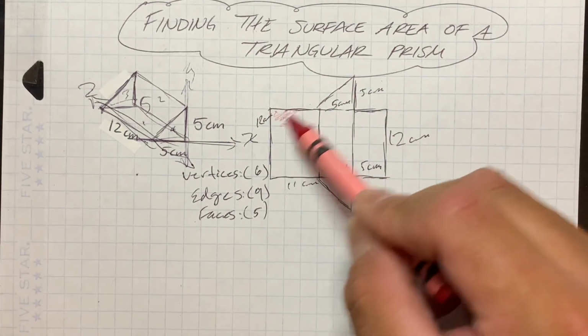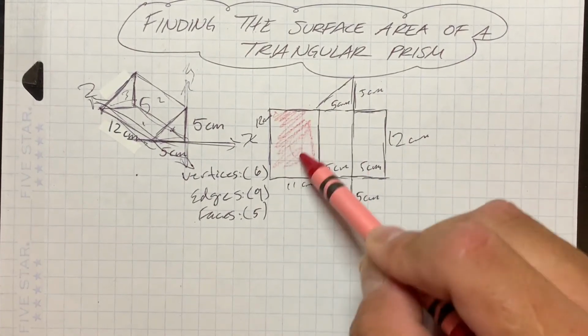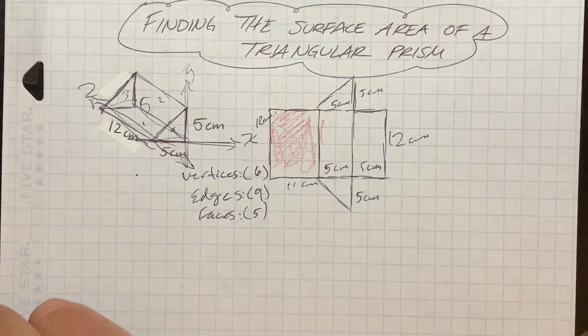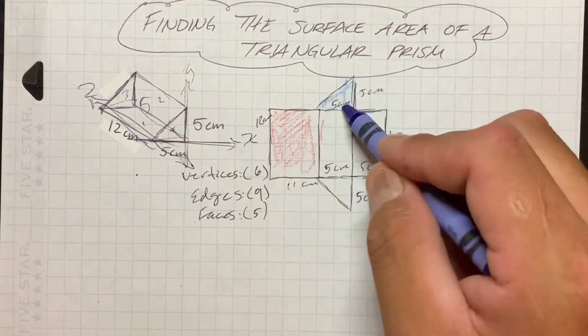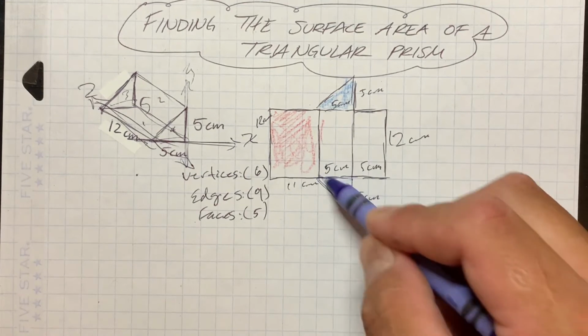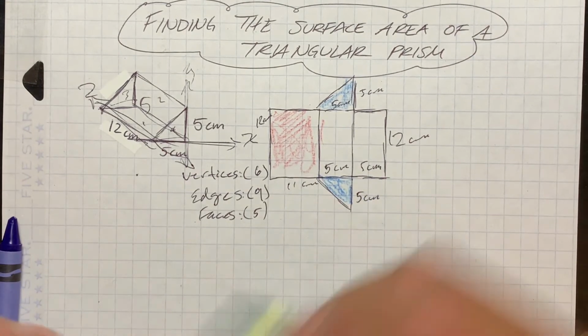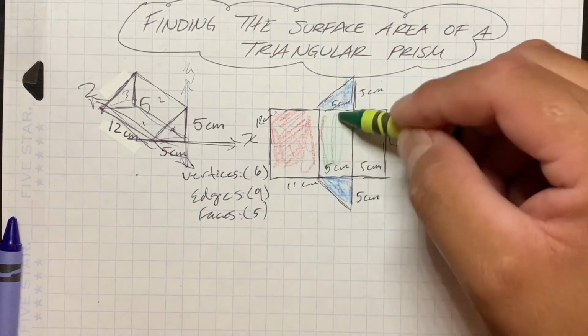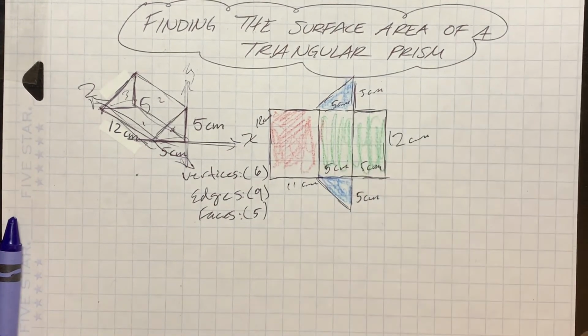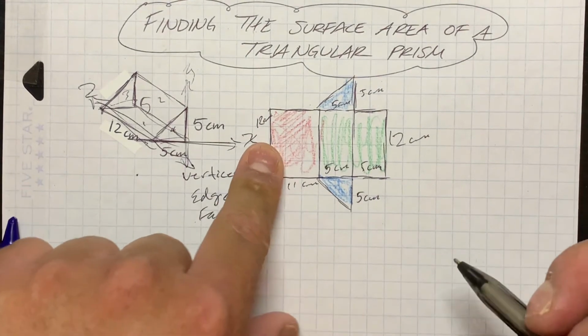So this here is longer than the others, so I'll just color it red. These two match. The triangles match. Okay. And then these two also match. All right, so here we go. So let's find the area for that red one.